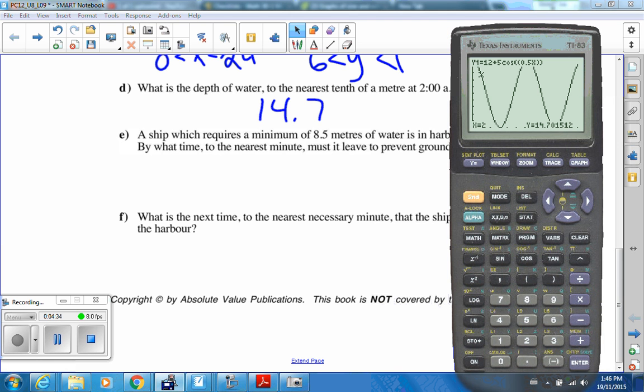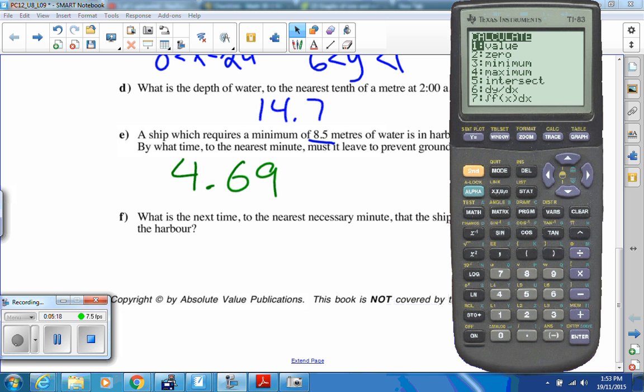And then if I wanted to find at what point it's going to go under 8.5 meters, that's a y value or a depth value. I'm going to put in 8.5 here, and then I can see where the values are that the water isn't deep enough. So I go second calc, intersect. First curve, second curve, guess. I'm going to guess, I don't know. Can't even come up with a good guess. There we go. 3.8.